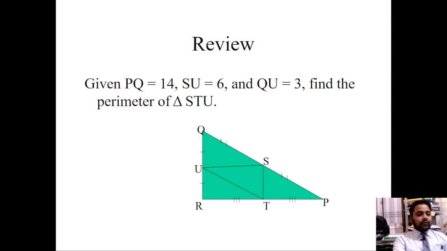Here is the review. Given PQ is equal to 14, AC is equal to 6, QU is equal to 3, and find the perimeter of triangle STU. Now here you can solve this by using the concepts of the triangle.